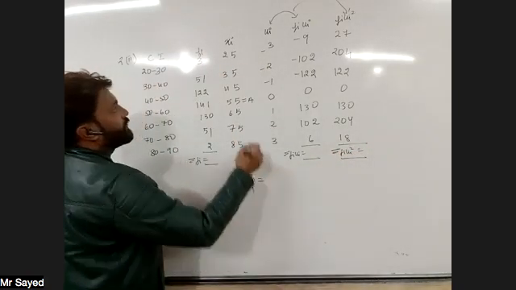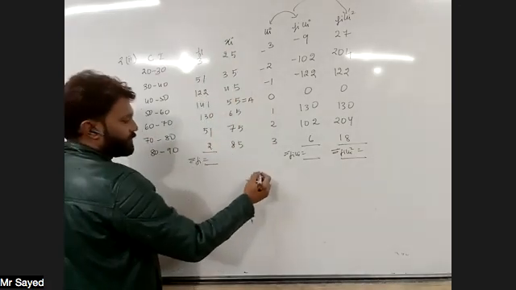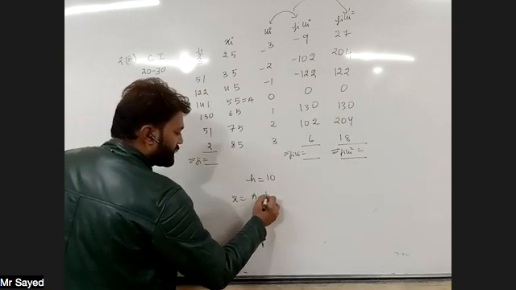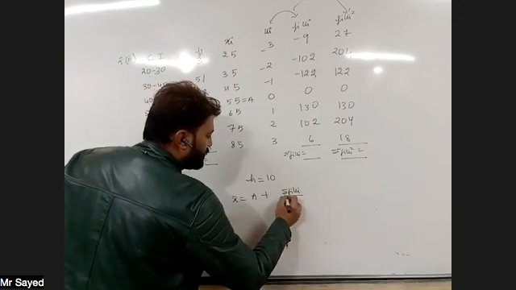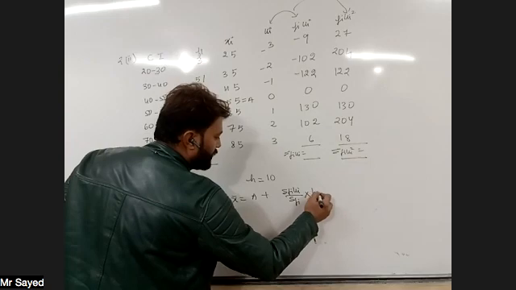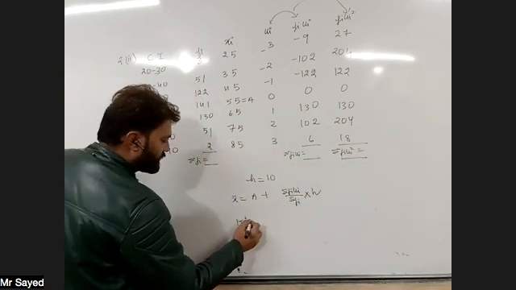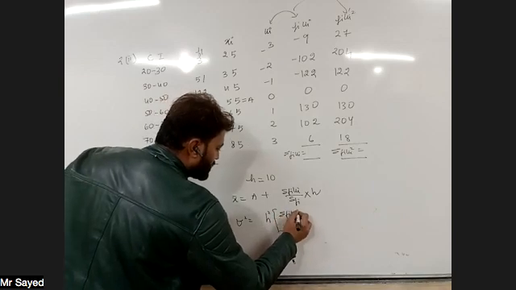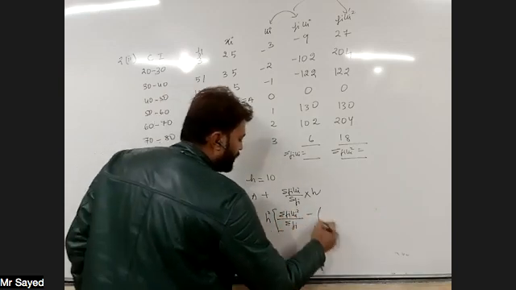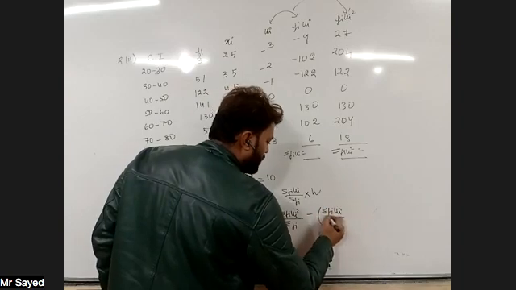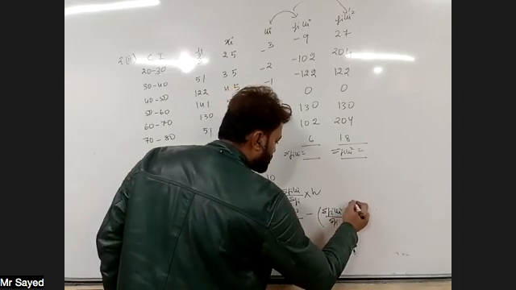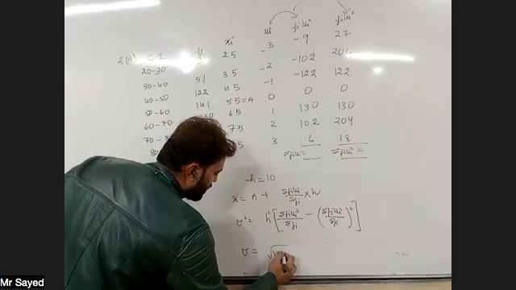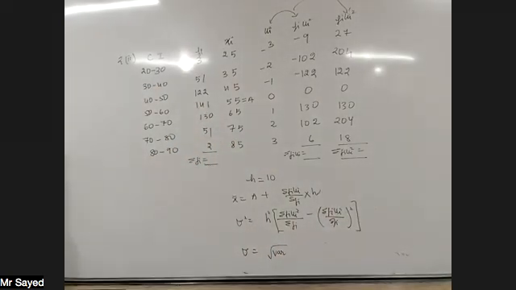The value of h, class size, is the common difference. Common difference is 10. Now the formula for mean: mean equals A plus summation fiui upon summation fi into h. Variance is equal to h square into summation fiui square upon summation fi minus summation fiui over summation fi of whole square. And lastly, standard deviation is square root of variance. Followed?